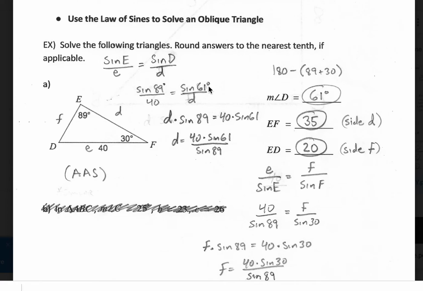We're going to cross multiply to solve the proportion. So D times the sine of 89 degrees should be equal to the other cross product, 40 times sine of 61. To solve for D, we're going to undo that multiplication and divide both sides by sine of 89. So you can do this all on your calculator in one step. Be careful with your parentheses. Or you could just do it using two steps here. 40 times the sine of 61, and then divide that by the sine of 89.